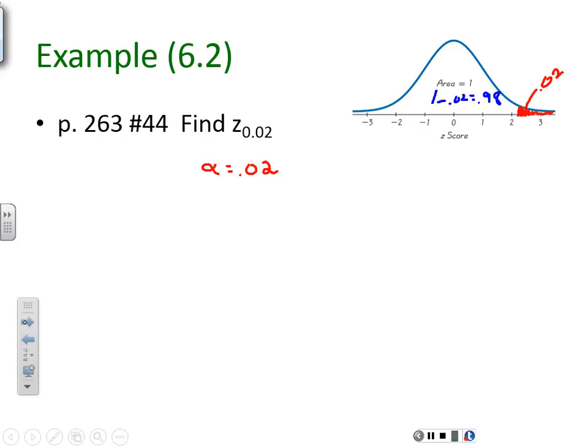Okay, let me ask this question. How close is 0.9803 to 0.98? Okay, it's off by 0.0003. How close is 0.9798? Okay, 0.0002, which is closer? Okay, the 0.0002 is closer. So the 0.9798 is closer to 0.98 than the 0.9803 is. So we would end up using this as the 2.05.